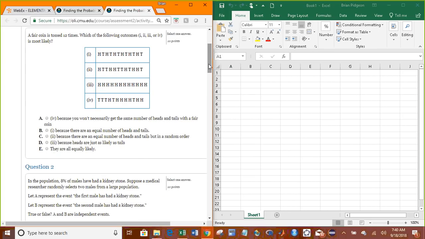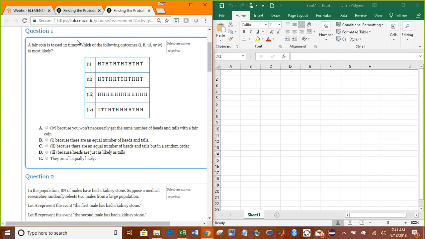A fair coin is tossed 12 times. Which of the following outcomes, 1, 2, 3, or 4, is most likely? Well, really the only thing that you have to know about this question is that it's a fair coin being tossed 12 times. So any combination of heads or tails is actually going to be equally likely. The probability of a heads is 1/2, and the probability of a tails is 1/2. So this would just be 1/2 times 1/2 times 1/2, 1/2 to the 12th power. But actually, it's 1/2 to the 12th power for all 4 of them. So they're actually all equally likely.